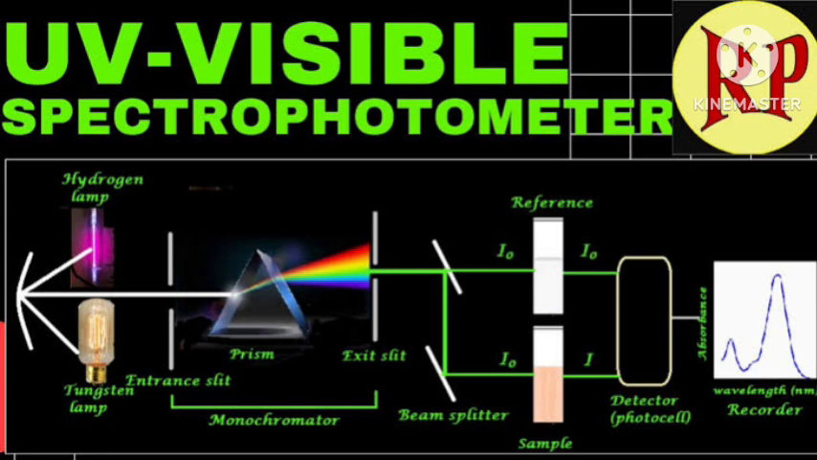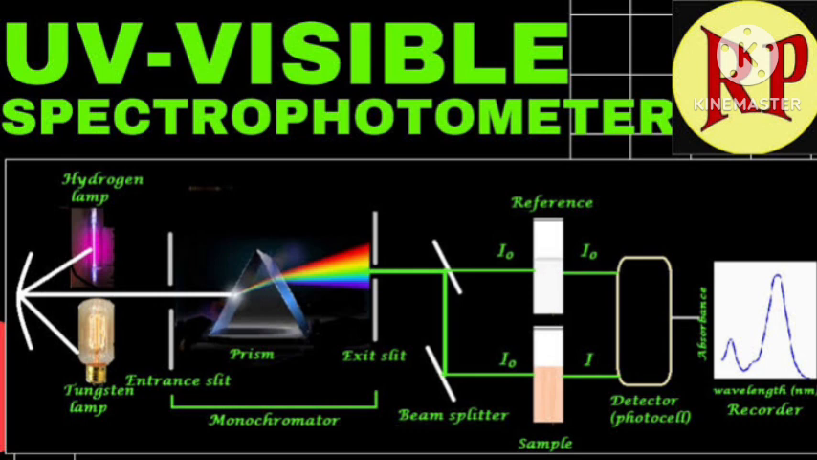We need a tungsten lamp and a hydrogen lamp, a monochromator, a beam splitter, a pair of identical cells and a detector. Finally, a recorder that shows a wavelength and absorbance graph. The hydrogen lamp is used to produce ultraviolet rays, in the wavelength range from 0 to 400 nanometers, and for visible light we use a tungsten filament lamp. Its range is from 200 to 800 nanometers.